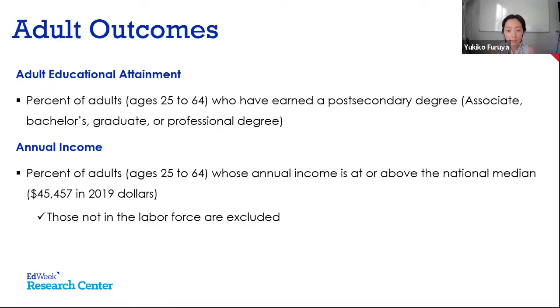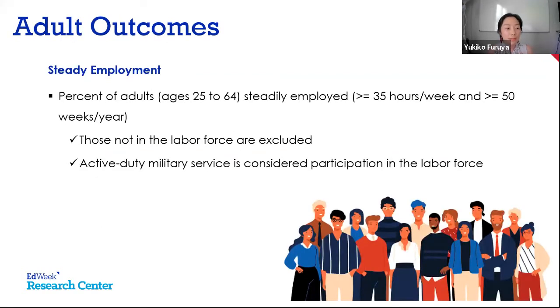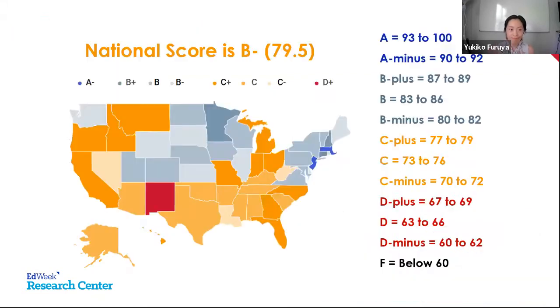And among the 13 indicators, 3 assess adult outcomes focusing on post-secondary education, income, and employment. Adult educational attainment is the percent of adults who have earned a post-secondary degree, including associate, bachelor's, graduate, or professional degree. And annual income is the percent of adults whose annual income is at or above the national median, but those not in the labor force are excluded. And steady employment is the percent of adults steadily employed full-time and year-round, and those not in the labor force are excluded. This is the result at a glance as a map.